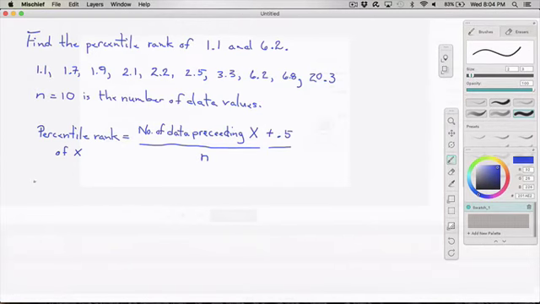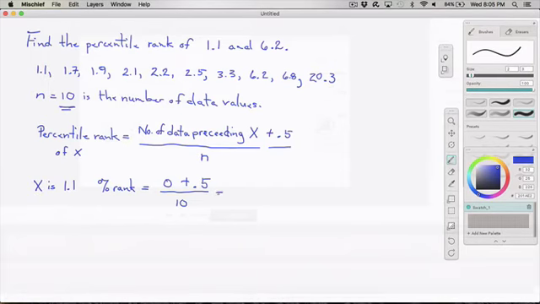The first one is going to be X is 1.1. So we want the percentile rank. I'm going to abbreviate it like this: percent rank equals. Now, when I do this, how many data values are lower than 1.1? Well, it's the very first one in the list, so there are 0 values below it. So I'm going to write 0, that's the number of data preceding X, plus 0.5, divided by the number of data values, and that's our 10.